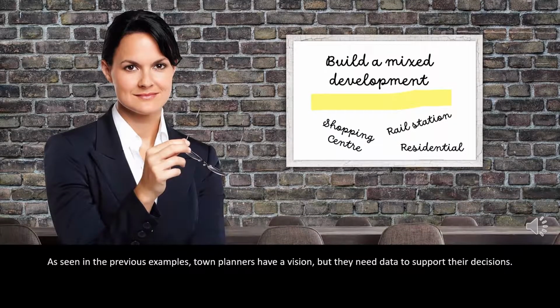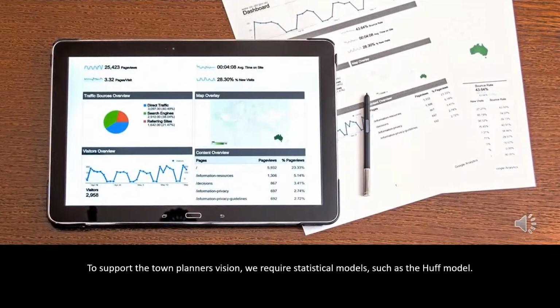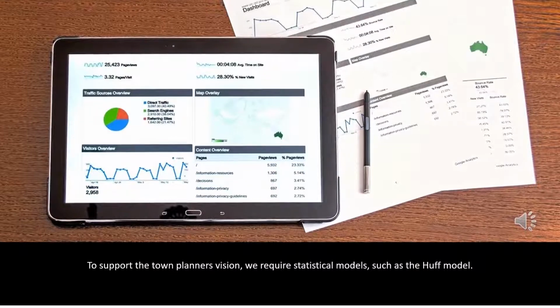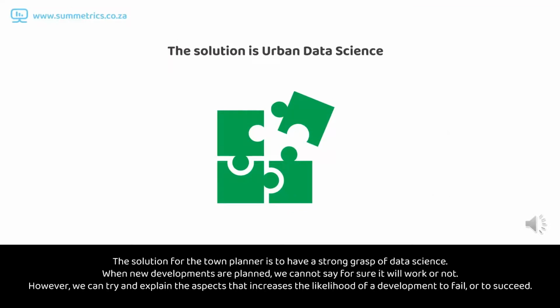As seen in the previous examples, town planners have a vision, but they need data to support their decisions. To support a town planner's vision, we require statistical models such as the Huff model. The solution for the town planner is to have a strong grasp of data science. When new developments are planned, we cannot say for sure it will work or not. However, we can try and explain the aspects that increase the likelihood of a development to fail or succeed.